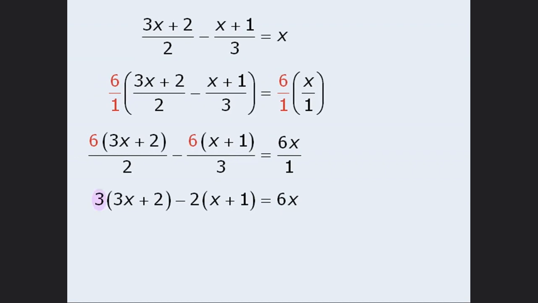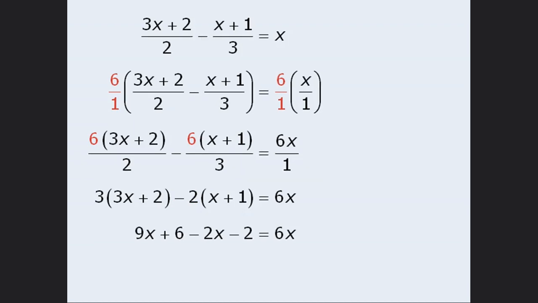First, 3 times 3x is 9x, and 3 times positive 2 is positive 6 or plus 6. Next we have negative 2 times x, which is negative 2x or minus 2x, and we have negative 2 times positive 1, which is negative or minus 2. This is all equal to 6x.